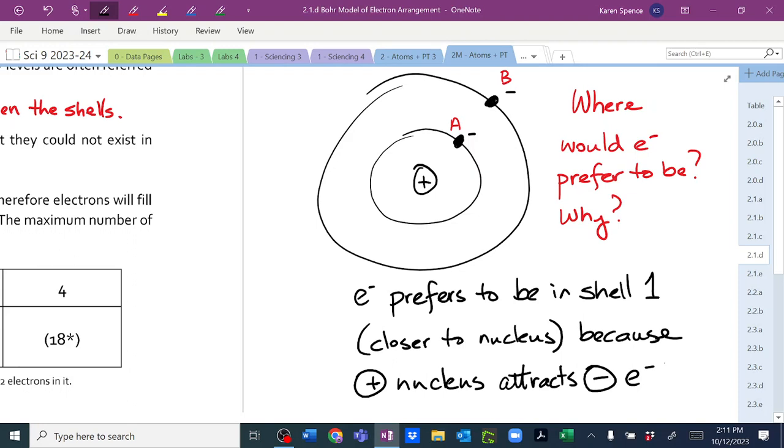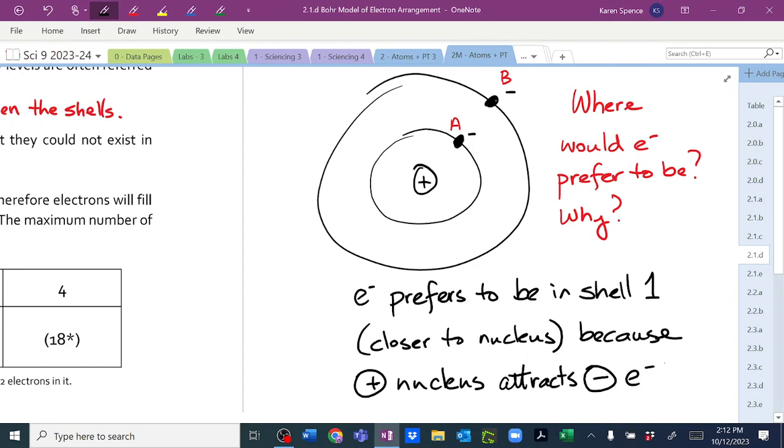If you give another electron a choice, it's also going to go into shell number 1. But now you have 2 electrons in shell number 1. And what happens when you get to 2 electrons in shell number 1? Shell number 1 is full, okay?